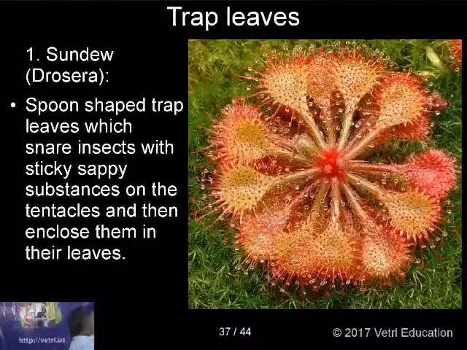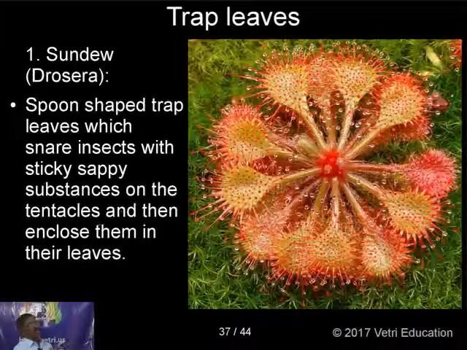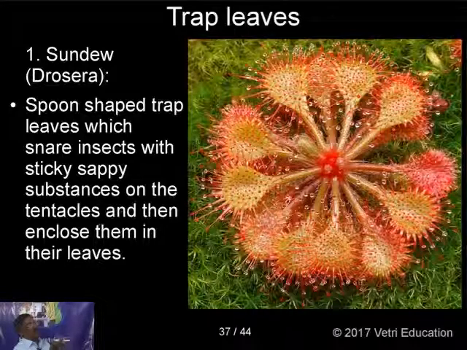First let us see the Drosera plant. Look here, the leaves are spoon-like. At the end, the margins are developed into a number of tentacles. You can find the red color tentacles. They have secreting glands, so they shine under the sun, so these are called sundew plants, looking like dew. These spoon-shaped trap leaves snare insects with the sticky substance on the tentacles, and then enclose them in their leaves. When any animal or insect comes across, they will close and digest, and then they will open again.